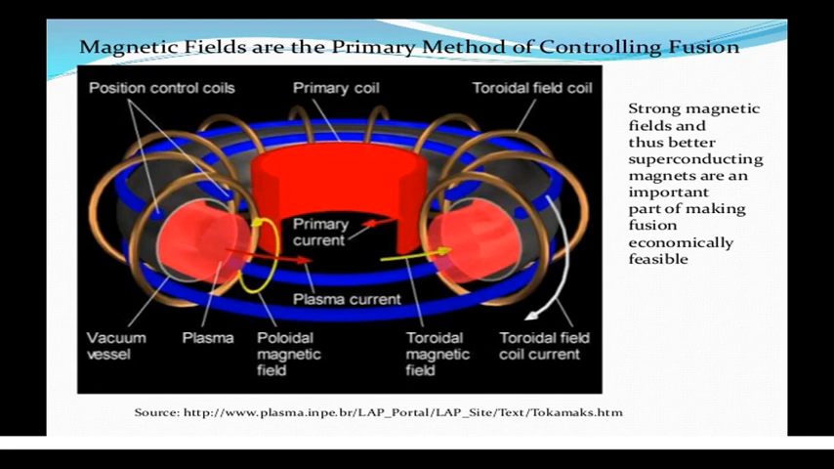So this is another picture showing the plasma current here. That corresponds to the poloidal magnetic field, and here there are windings in the toroid. So they are known as the toroidal field coil. In that field coil there is a field current also. So these two magnetic fields will trap the plasma inside.